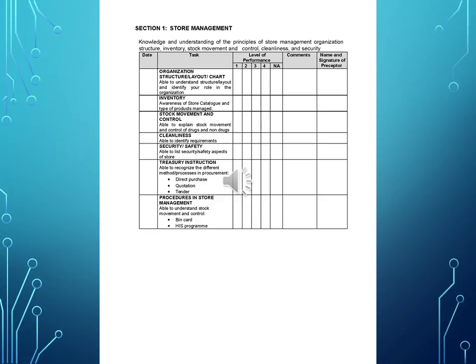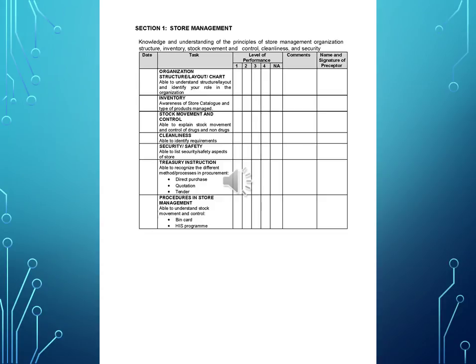Section 1. Store management. Knowledge and understanding of the principles of store management organization structure, inventory, stock movement and control, cleanliness, and security. Task, level of performance, comments, name and signature of preceptor. Organization structure/layout/chart: able to understand structure/layout and identify your role in the organization. Inventory: awareness of store catalog and types of products managed. Stock movement and control.